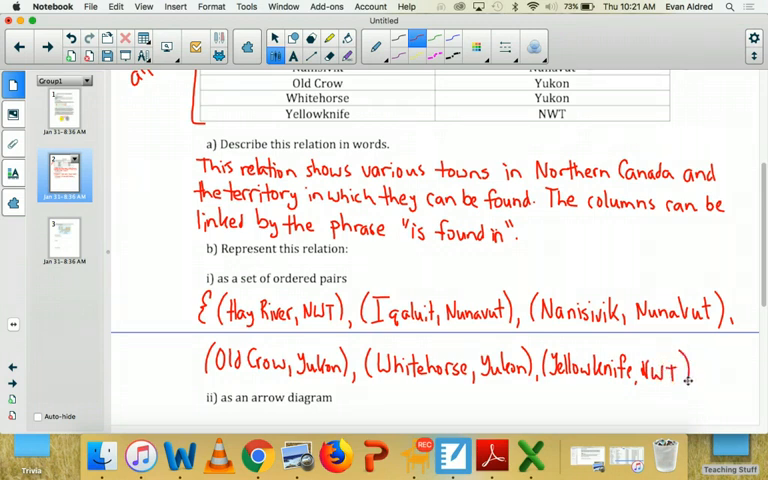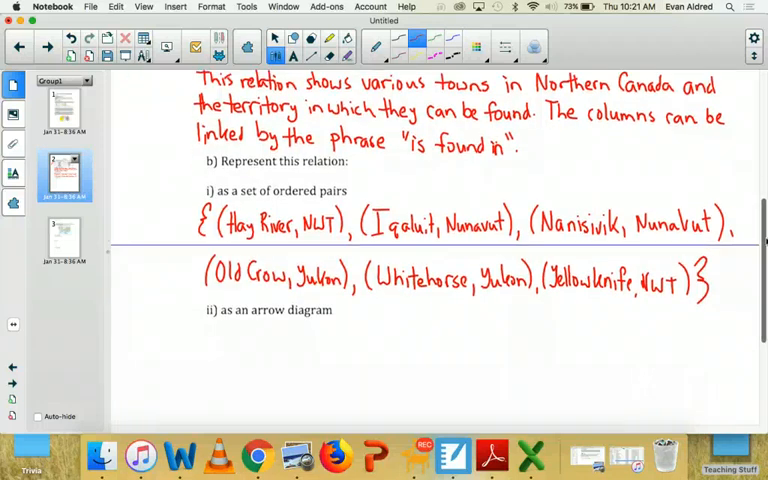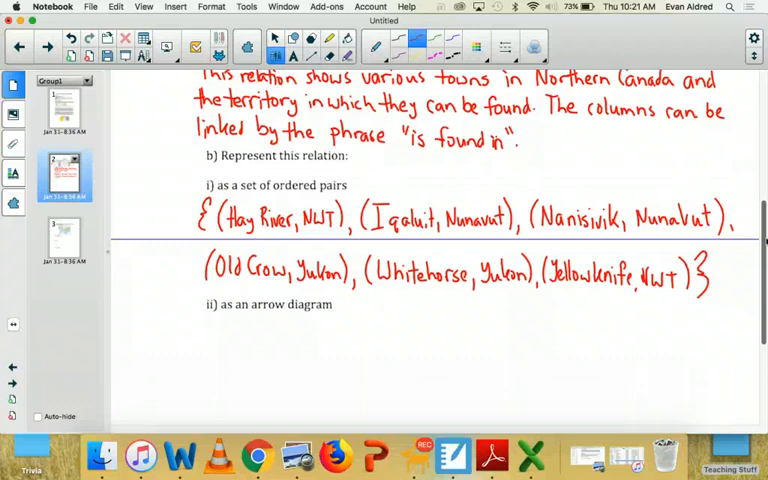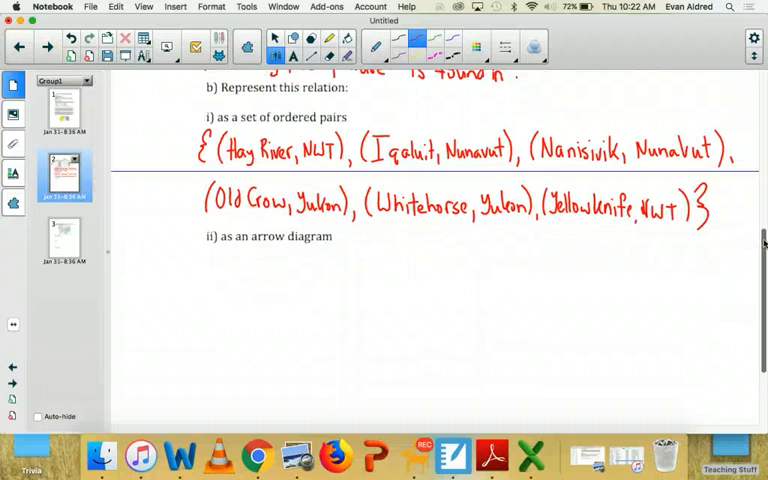It's a little bit messy, but that's okay. And there are ordered pairs, and you'll notice that everything is there. You'll notice that each element is related. Hay River is in Northwest Territories. Iqaluit is in Nunavut. You'll also notice that it begins and ends with a curly brace. So when you're representing or drawing your ordered pairs, you start with a curly brace.